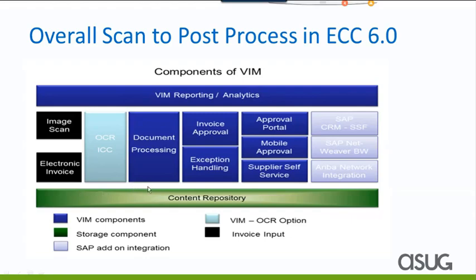Then you have electronic invoices also coming that can be read. You can have cases with EDI. EDI doesn't need OCR because you already have the data, so it can come directly here. Anything in blue is SAP. So the OCR comes, and you have the content repository, where the image gets stored. OCR reads it, and then it pushes to document processing, and from here SAP starts.